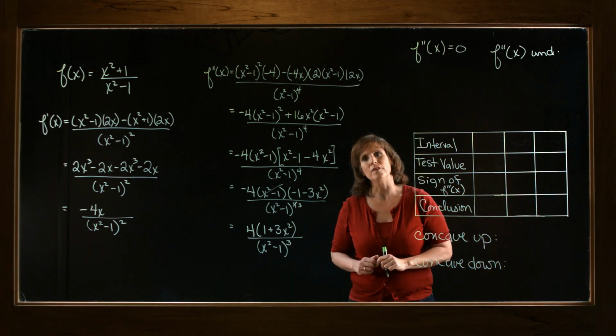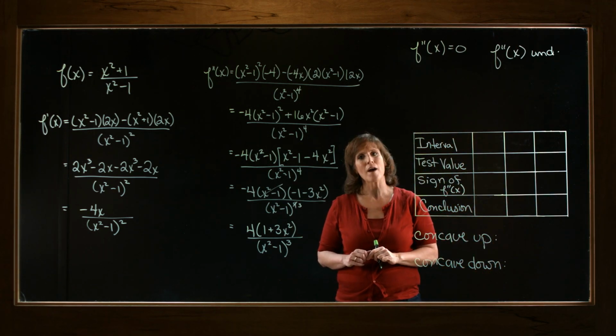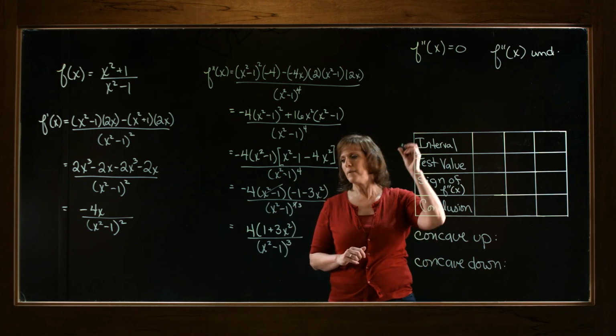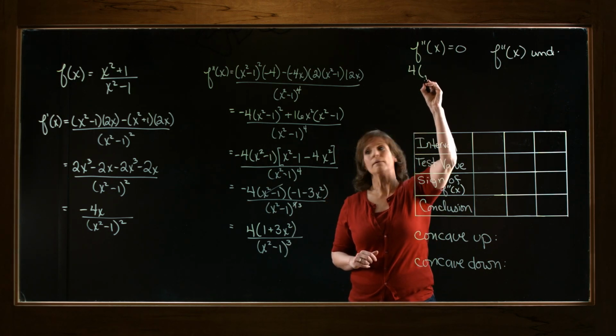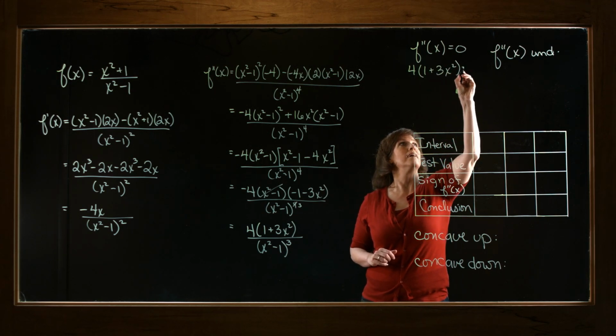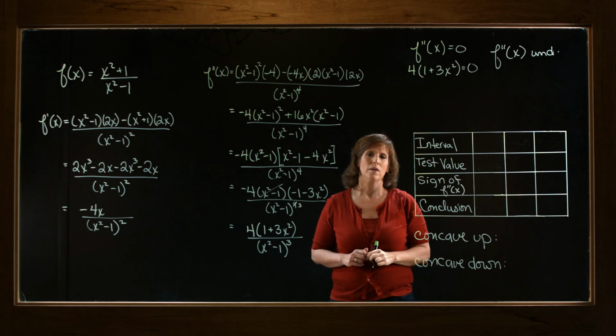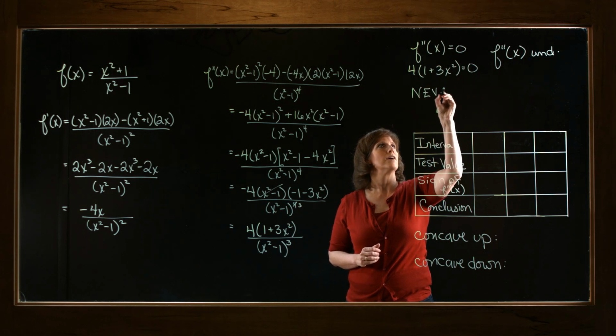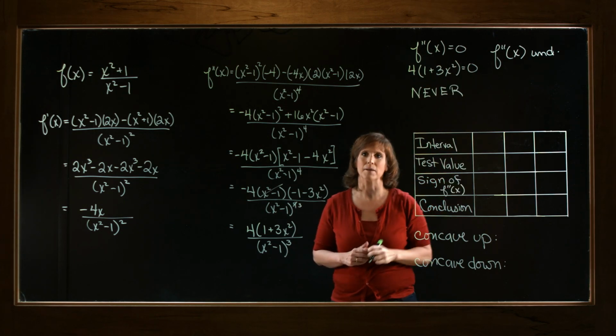Well, my second derivative is a fraction, and we know that fractions are equal to 0 when the numerator is 0. So that means that 4 times the quantity 1 plus 3x squared is going to equal 0. Well, if you think about this a little bit, that can never happen. So we won't get any critical numbers from that criteria.